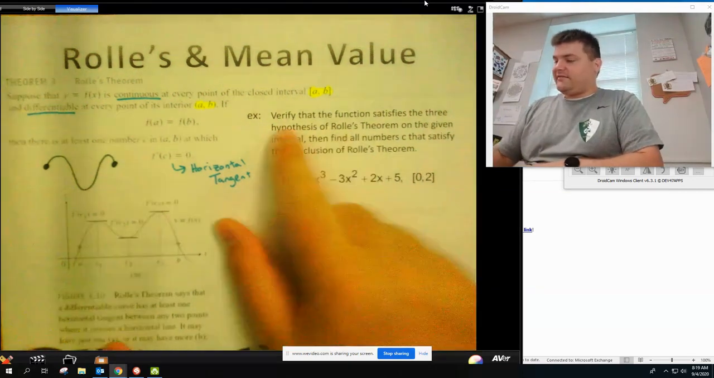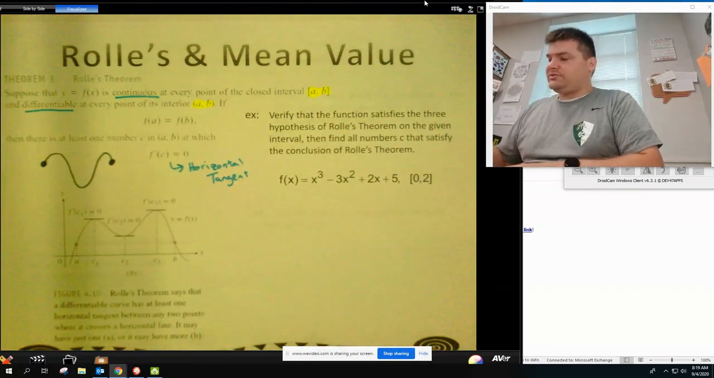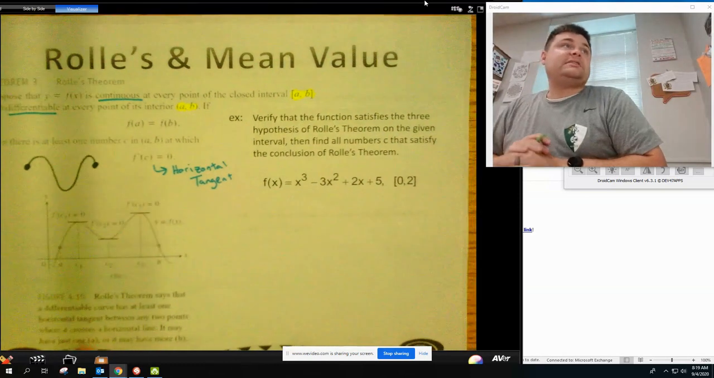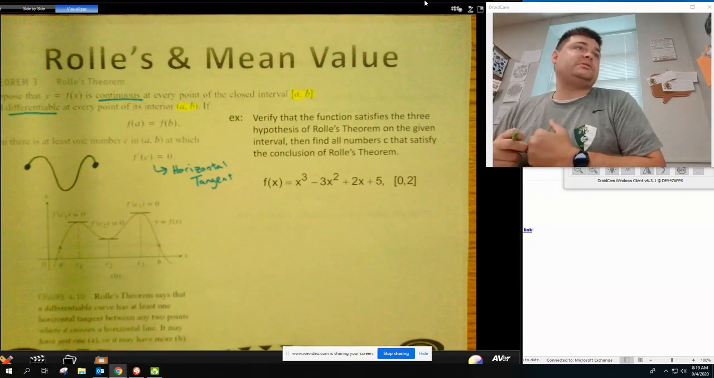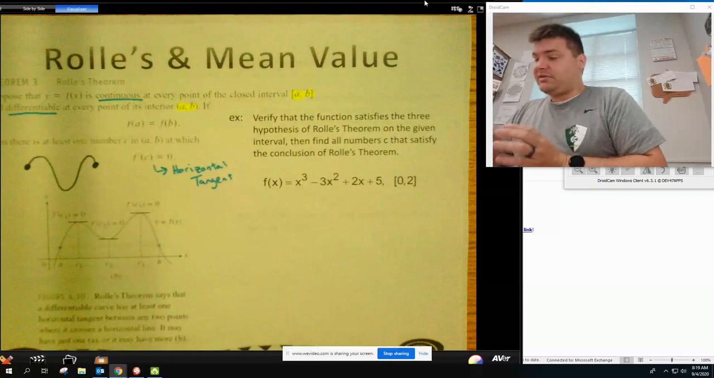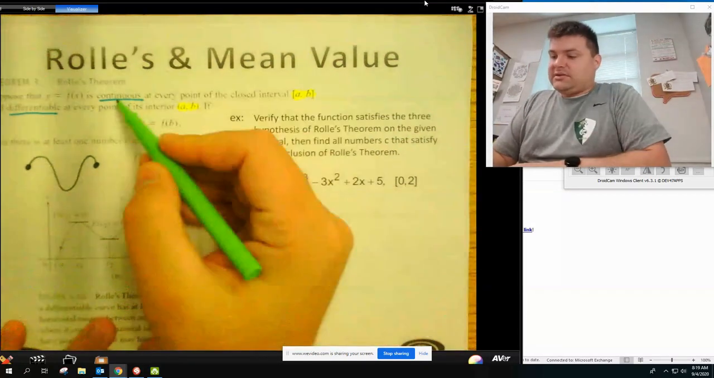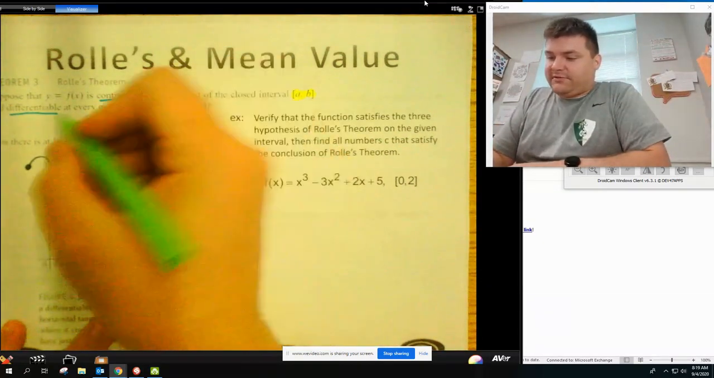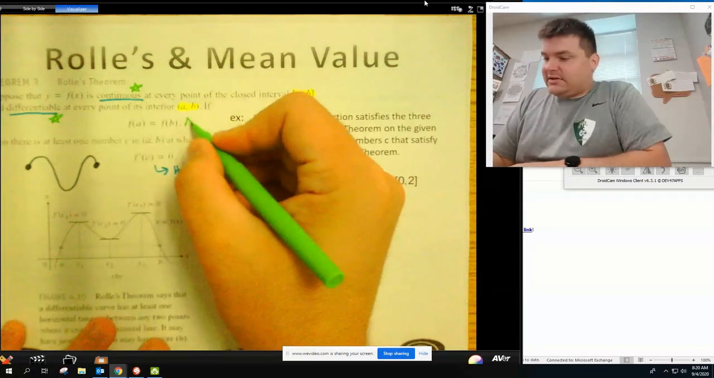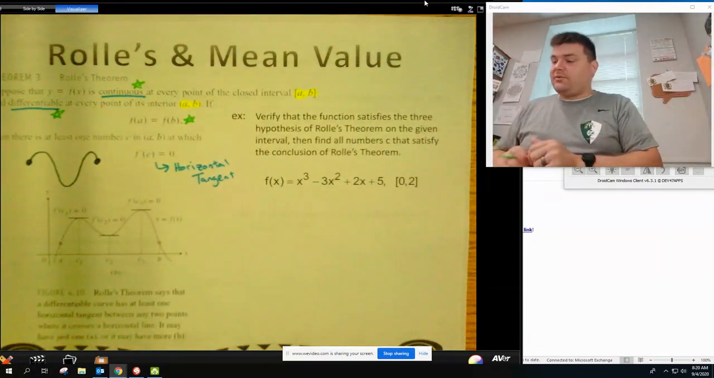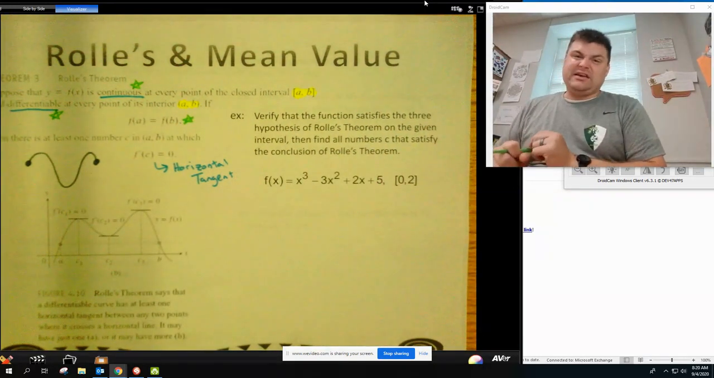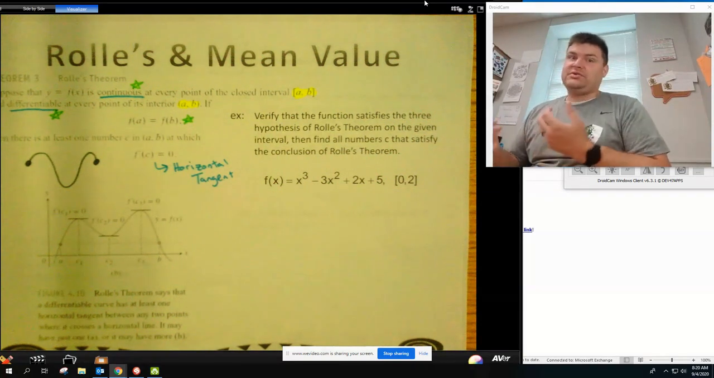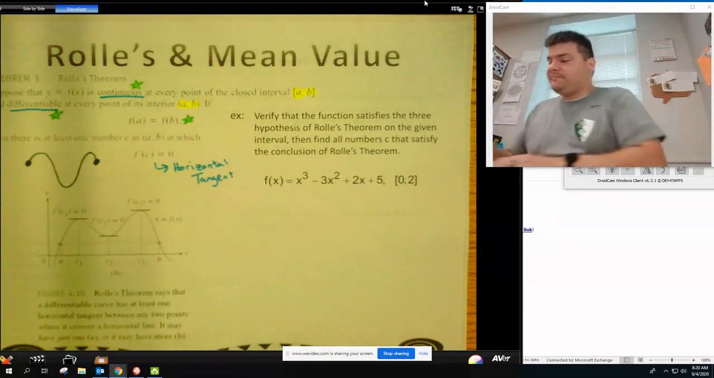So let's go ahead and verify this on this first example over here. It says verify that the function satisfies the 3 hypotheses of Rolle's theorem on a given interval, and then find all numbers c that satisfy the conclusion of Rolle's theorem. So the 3 hypotheses are this continuous right here, this differentiable right here, and then this f of a equals f of b. And then we're going to find a c in which this does occur. So this is kind of like IVT 2.0. It's really doing IVT but for derivatives.